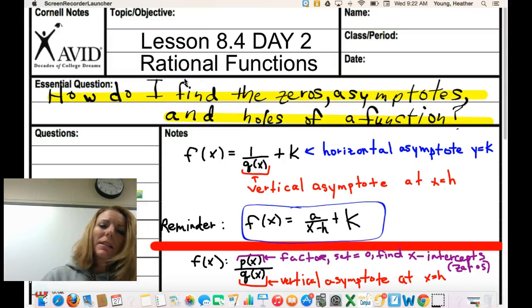Well, today is lesson 8.4, day 2, rational functions.